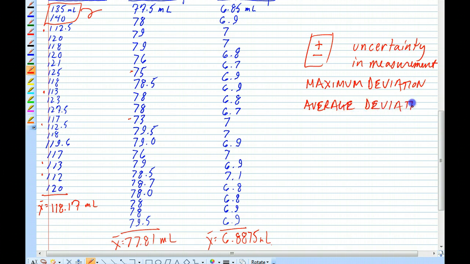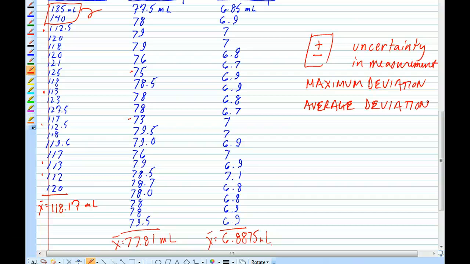There's a third that's actually much more commonly used called the standard deviation, but I'm not going to show that to you because the calculations are complicated and I don't want you just punching a button on your calculator without knowing what's happening. It's like a giant spider over here. Okay, so maximum deviation.